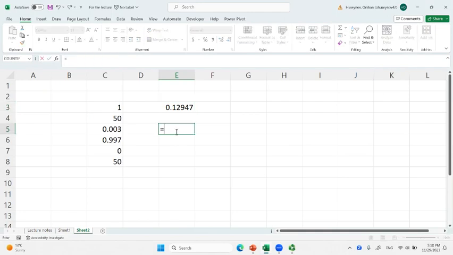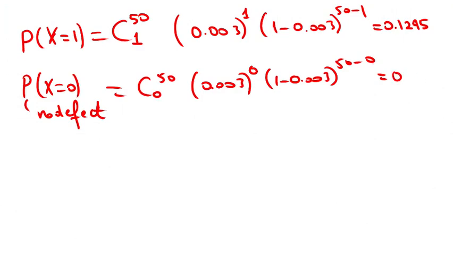And then we will do the same for the next one. So it will be the combination of 50 and then 0, times this one to the power of 0 times this one to the power of 50. So that will be 0.8605.